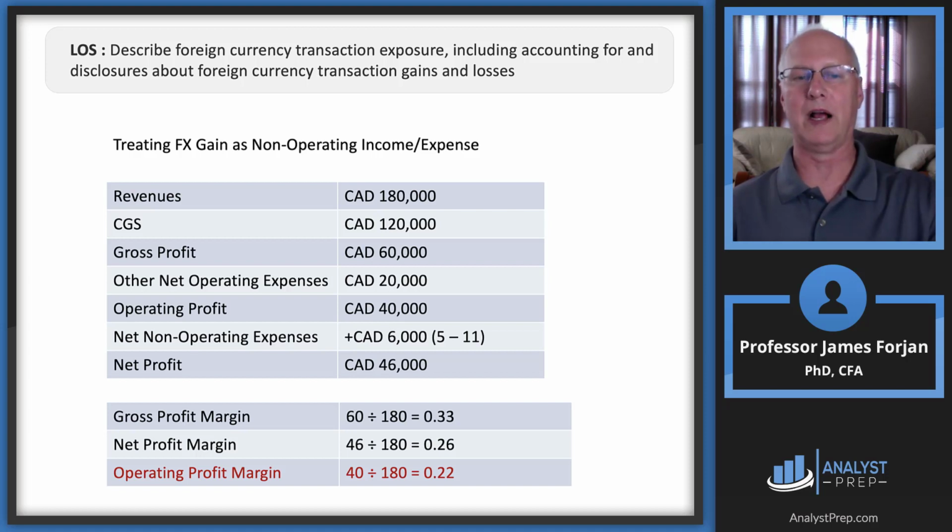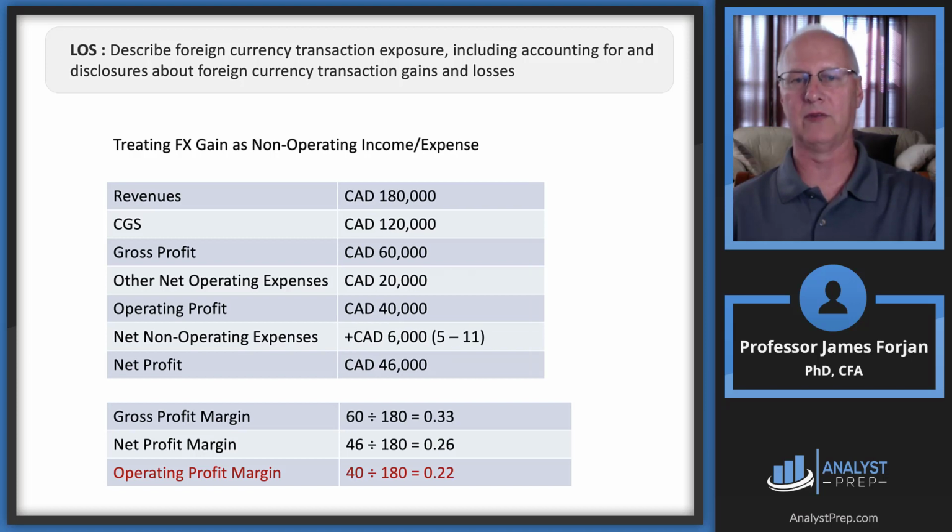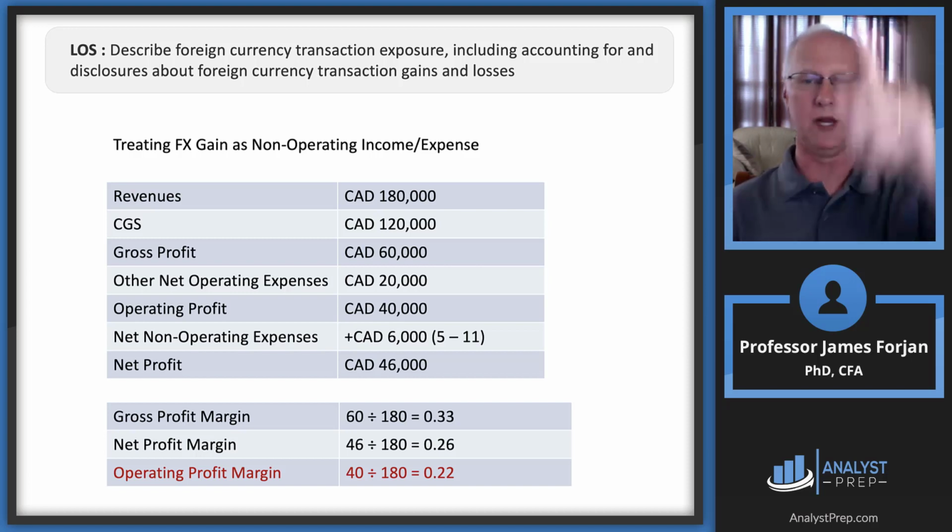So let me toggle back and forth here real quickly. So net profit there is 46, net profit here is 46. And so this is why the International Board and the US Board are saying, you know what, in the end, it's still 46,000 Canadian dollars. Doesn't really matter where you put it.